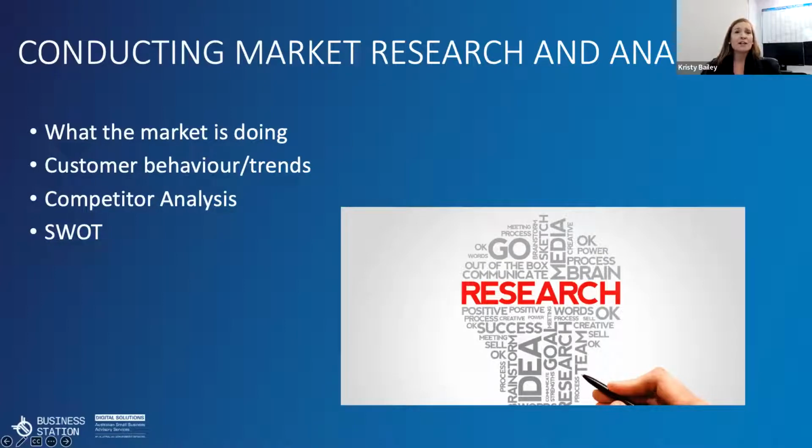So research, it's a simple one slide on our presentation today, but this is probably the most time-consuming element of business planning. You absolutely have to have the time and have the resources to be able to conduct this research. You have to look at all internal and external factors to get that true big picture.